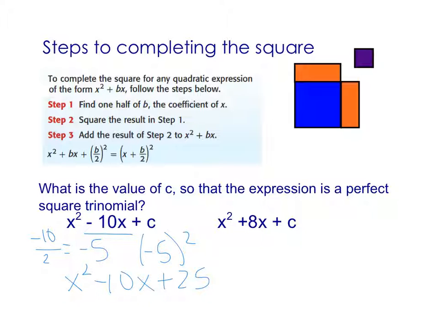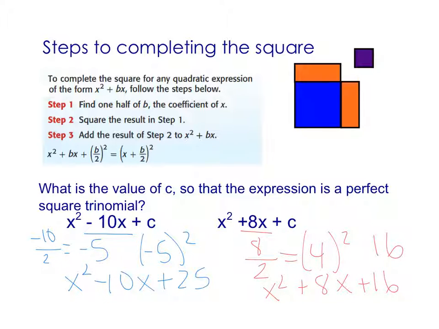Let's look at the second example. x squared plus 8x plus c. Let's figure out what c should be. So to quickly find that, let's take half of b. Again, b is 8 here, so 8 divided by 2 would be 4, but then we got to square that, so that would be 16. So x squared plus 8x plus 16 is a perfect square trinomial.